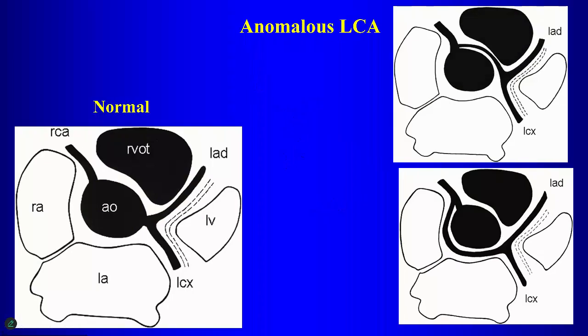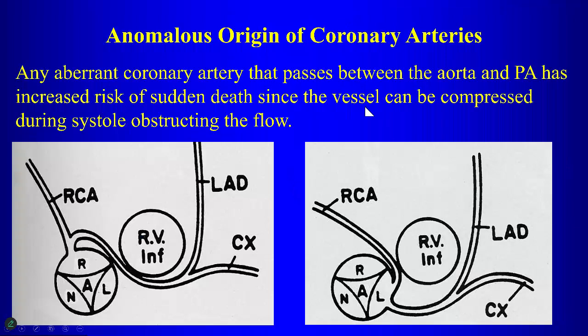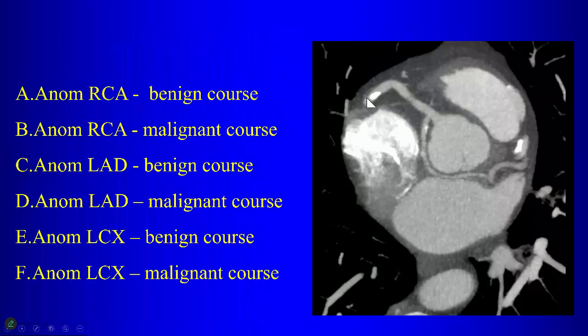So you can have right coming off the left or left coming off the right. The important thing is to determine the course. How is it traveling? Is it going between the pulmonary artery and the aorta? Those intra-arterial courses are potentially malignant courses. So whether it's left coming off the right or right coming off the left, you want to look at its course. If it is an intra-arterial course, it's considered a potentially malignant course.